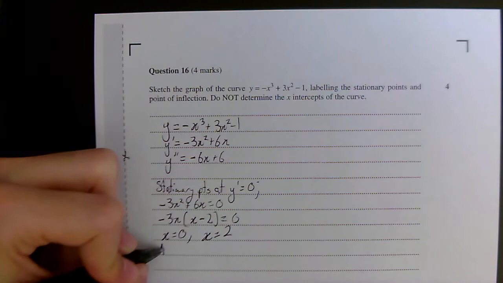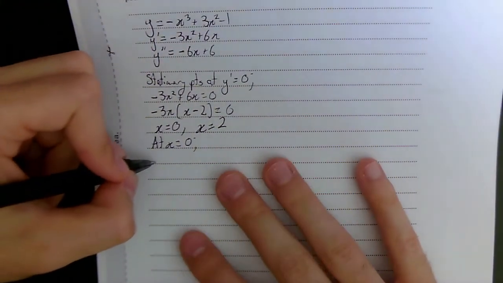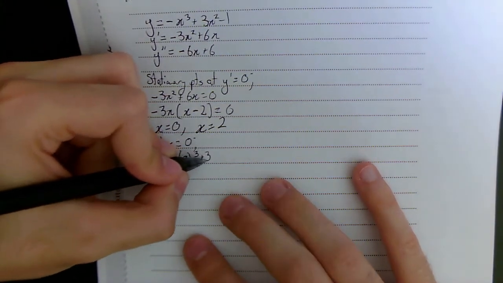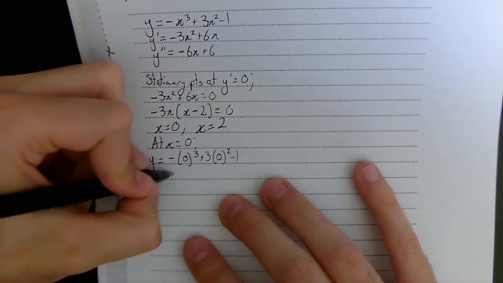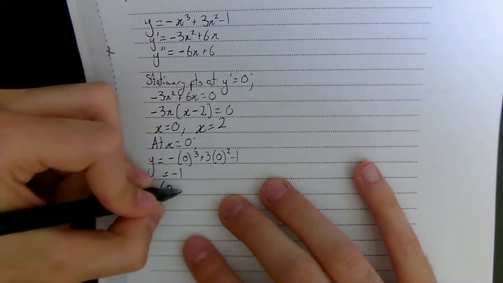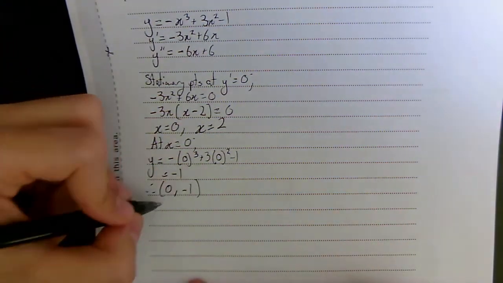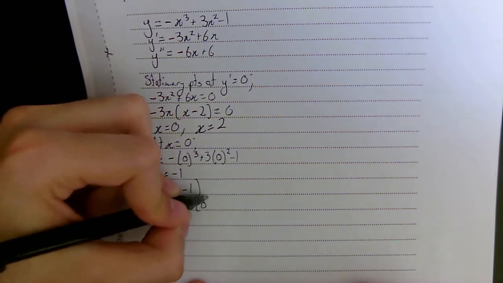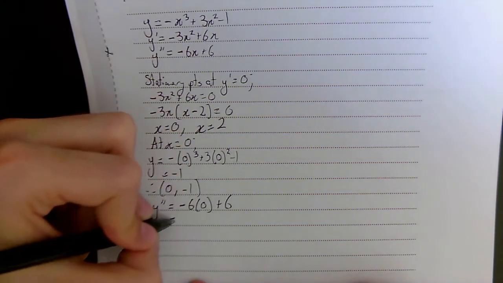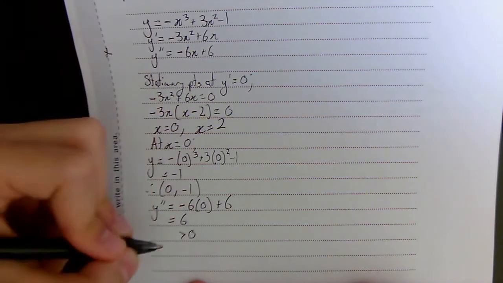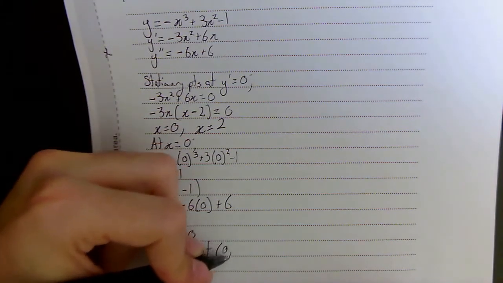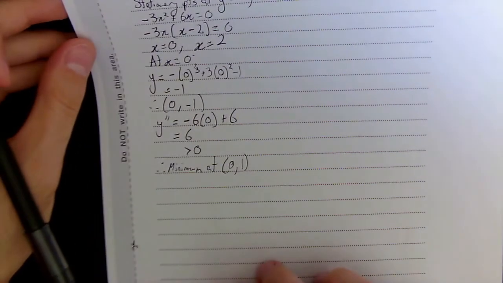Now I consider each point at x equals 0. Okay, so what happens when x is 0? So what's the y coordinate at x is 0? And that's going to be negative 0 cubed plus 3, 0 squared minus 1, which is going to get me minus 1. So therefore my point is 0, negative 1. Also, y double dash is equal to negative 6 times 0 plus 6, which is going to be 6, which is greater than 0. Therefore, it is a minimum at 0, negative 1. Okay? So we have a minimum at that point.